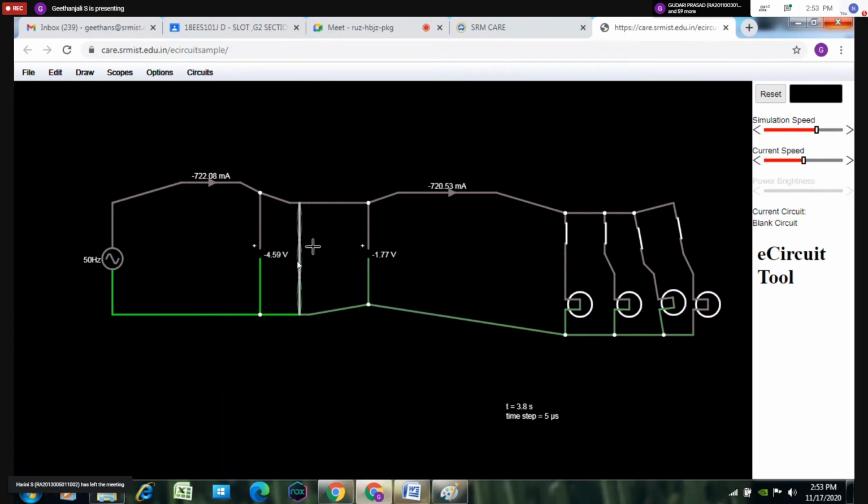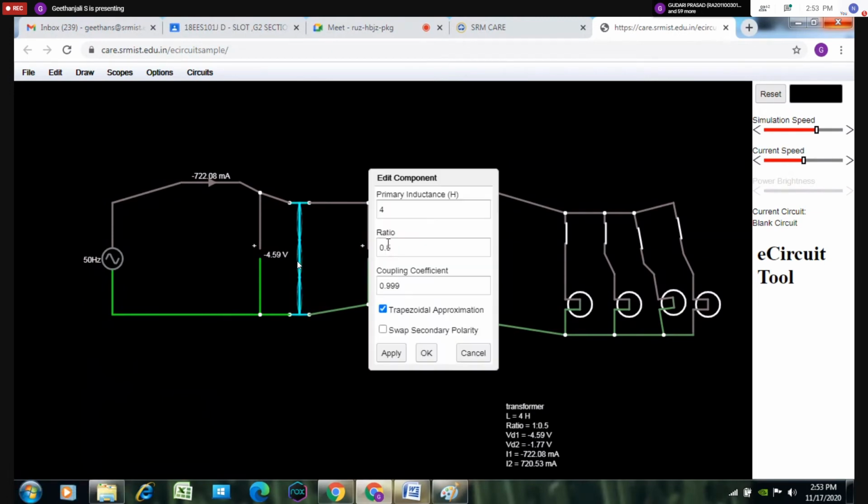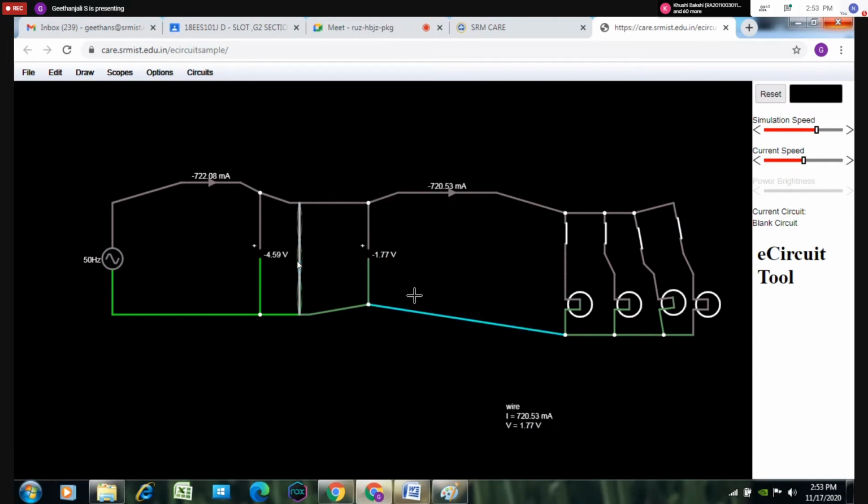Then next you have to change the ratio for the transformer. Set the ratio as 0.5. How you get this 0.5 is secondary voltage divided by primary voltage, which is equal to 0.5. It is called the ratio. You need to set that value in the transformer. The next thing: on the secondary side we are giving 115 volts, so all the lamps connected on the secondary side should have nominal voltage equal to 115.